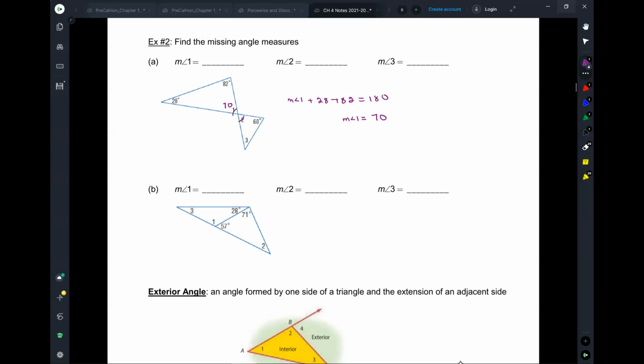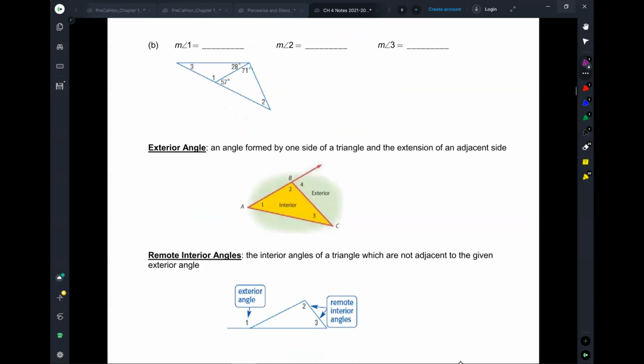Fabulous. Angle 2 is a vertical angle, so it has to also be 70. And if that's 70, then the measure of angle 3 plus 70 plus 68 is 180. So it's how much, Clara? I have it right. Yeah, you were. 42. 42, yep. Okay? All right.